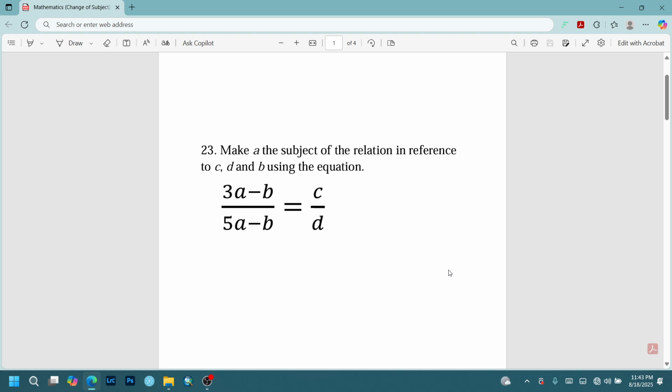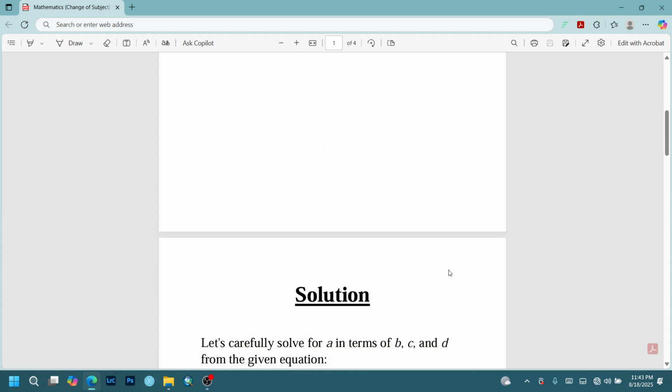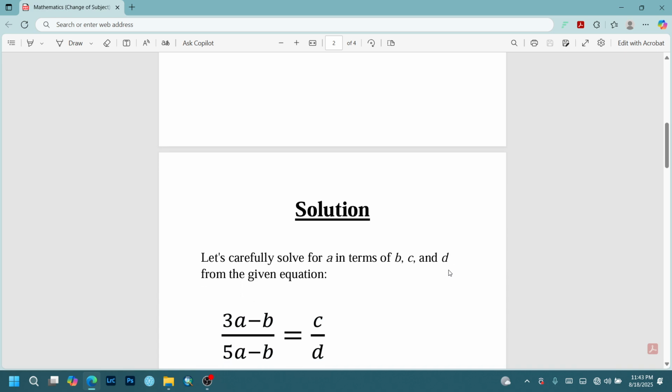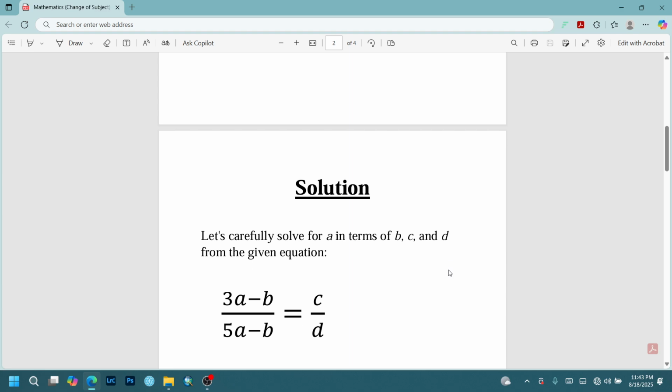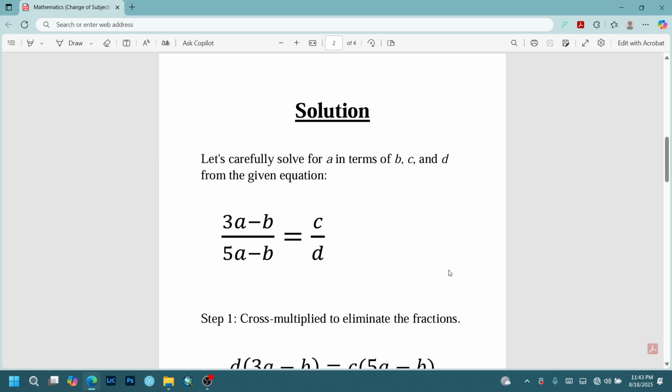Make A the subject of the relation in reference to C, D, and B using the equation: the fraction 3A minus B over 5A minus B equals the fraction C over D. So let's carefully solve for A in terms of B, C, and D from the given equation, which is the fraction 3A minus B over 5A minus B equals C over D.